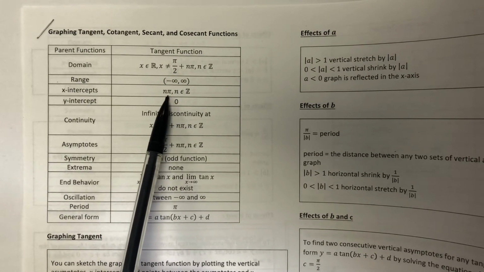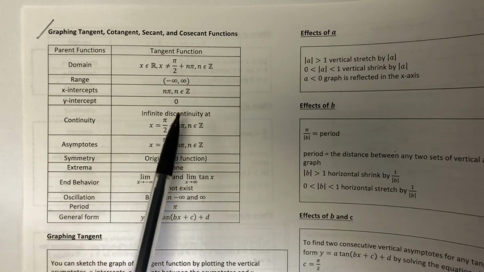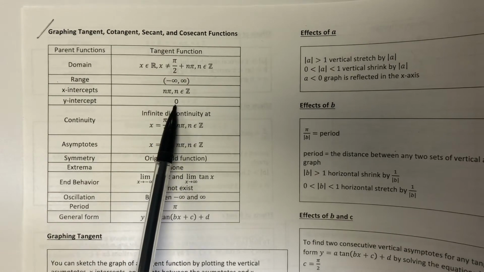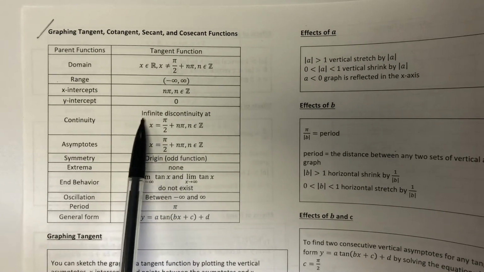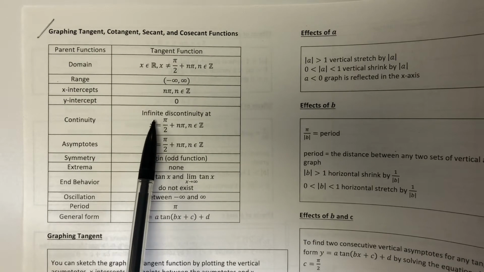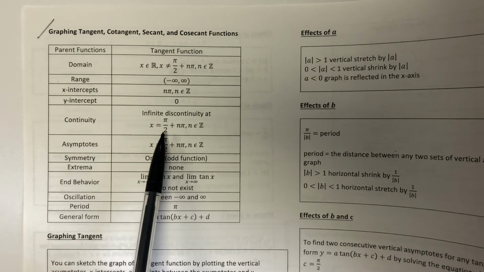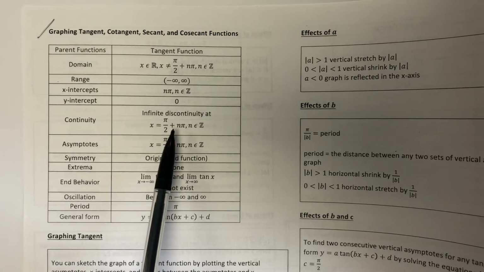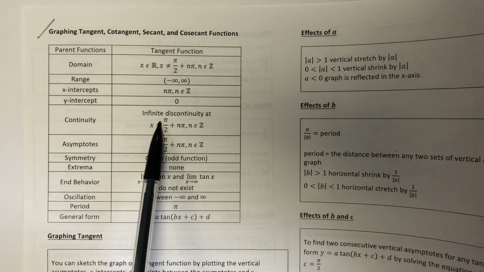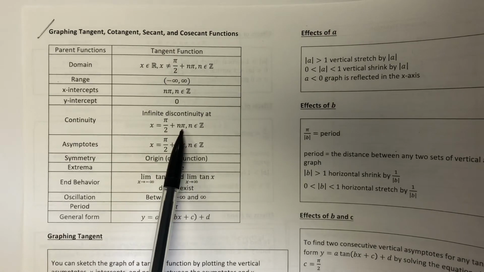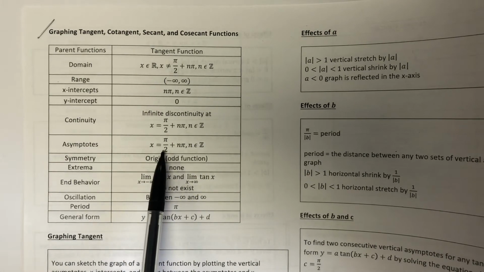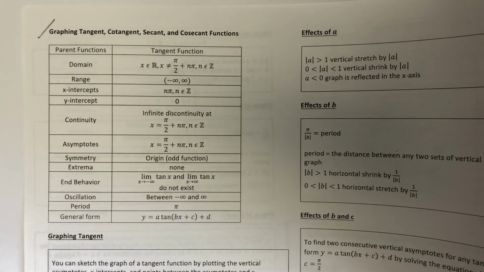There are infinitely many x-intercepts that happen: 0, pi, 2 pi, 3 pi, 4 pi, multiples of pi. We only have one y-intercept at 0. We have an infinite number of infinite discontinuities at pi halves, 3 pi halves, 5 pi halves, 7 pi halves, multiples of pi halves plus or minus pi. These are your asymptotes. The points of discontinuity are also your asymptotes.